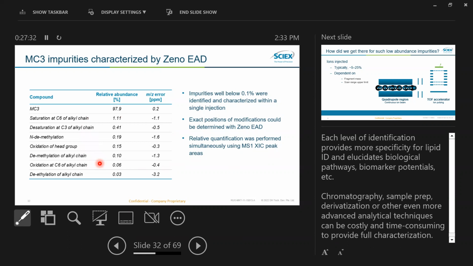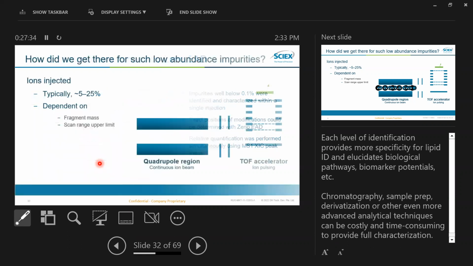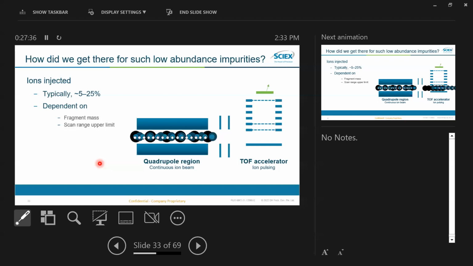But one other thing I wanted to point out that's unique to the instrument is, with a conventional quadrupole time of flight instrument, ions are generated at the source. The ions are focused and they traverse through the various devices within the system, and they reach the time of flight region.